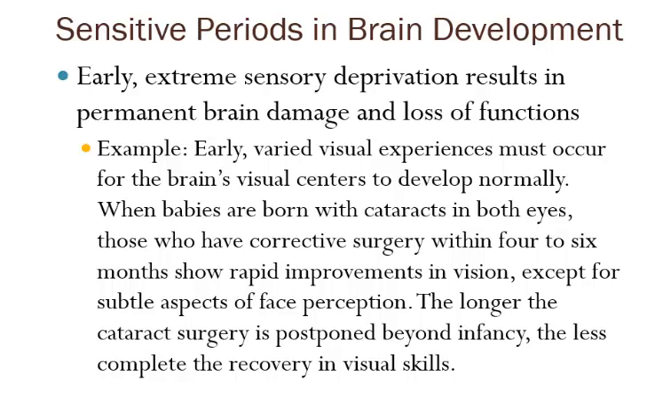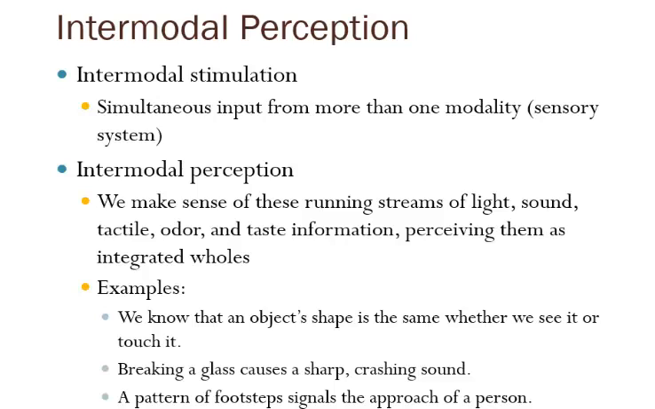In general, it's important for babies to be able to explore their surroundings in early childhood, to allow the brain to develop those functions appropriately. So that's one aspect of important brain development. Intermodal perception takes this one step further.